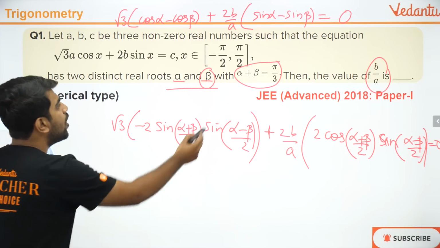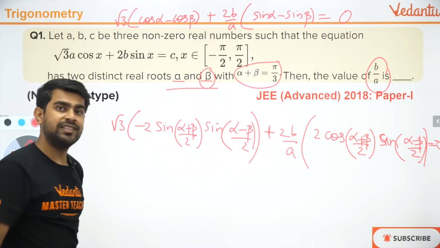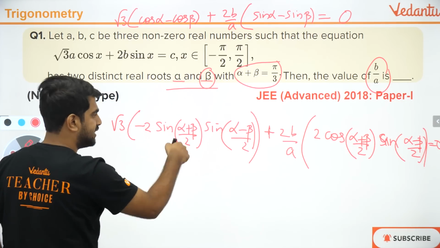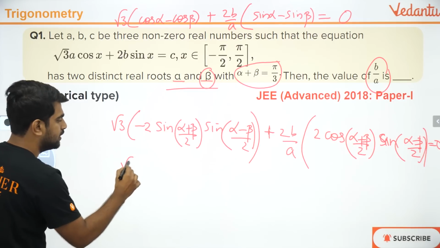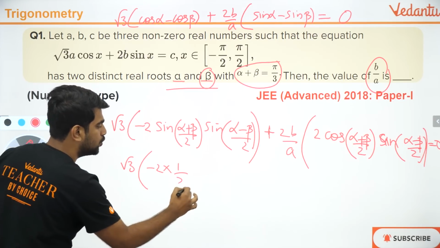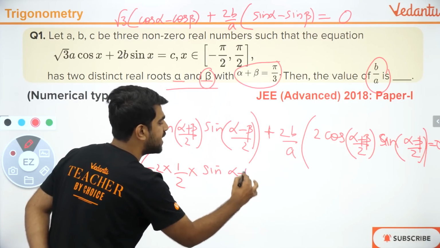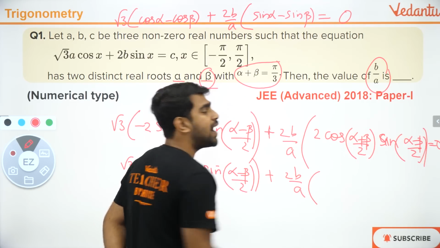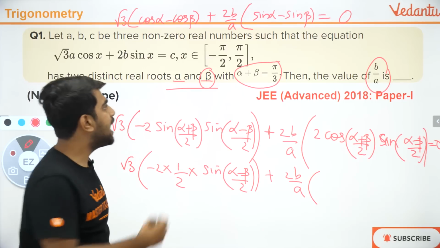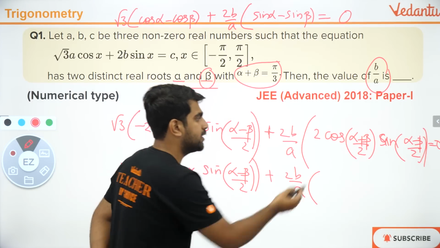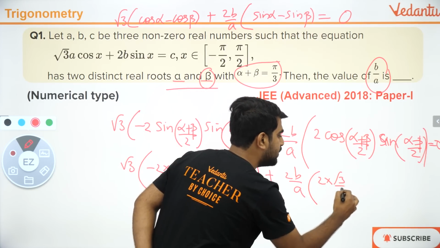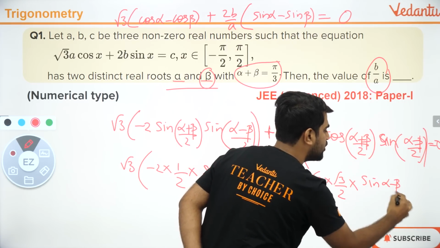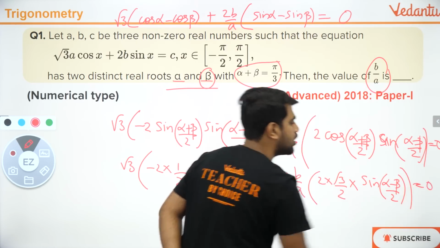Now guys, I know alpha plus beta is pi by 3 radians. So alpha plus beta by 2 will be pi by 6. And what is sine of pi by 6? Sine of pi by 6 is 1 by 2. And then I have sine of alpha minus beta by 2. Then we have 2b by a times cos of alpha plus beta by 2. Alpha plus beta by 2 is pi by 6. And cos of pi by 6 is what? It is root 3 by 2. And then we have sine of alpha minus beta by 2, which I do not know. So let's have it as such. Let's not do anything to that.